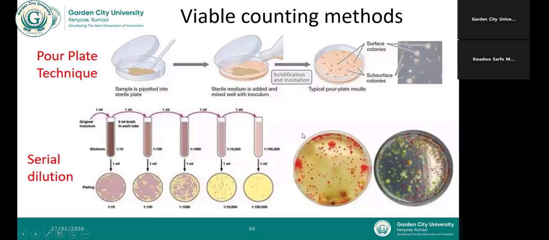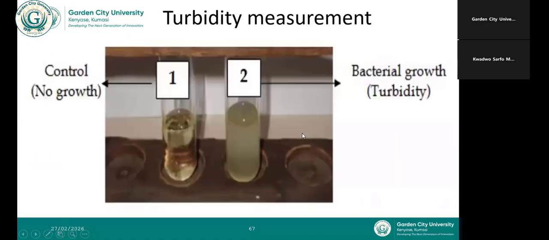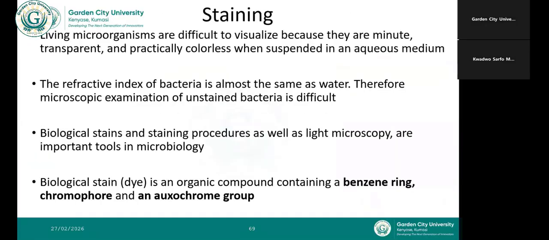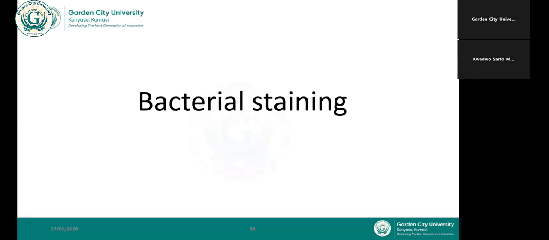So we first need to stain and then have the morphologies, and then that can give you a clue of the type of bacteria. Yes, Millicent.